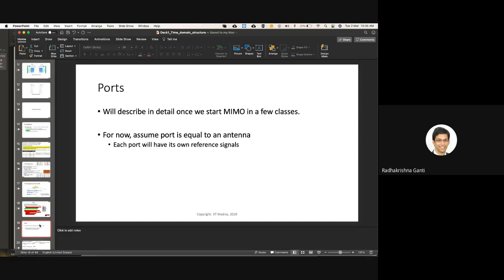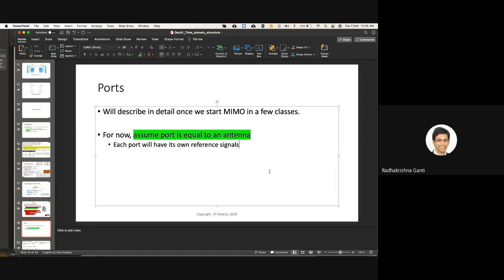Okay, and the basic definition is each port will have its own reference signals. Just for the next few classes, let's assume this. This is not entirely true, but it's good enough to start. We'll assume that a port is equal to an antenna. So if you have 4 ports, it means you have 4 antennas. Fine. That's what we'll assume for now. And when I teach MIMO, I'll tell you exactly what the port definition is. It's a little bit confusing. I don't want to get into that right now.